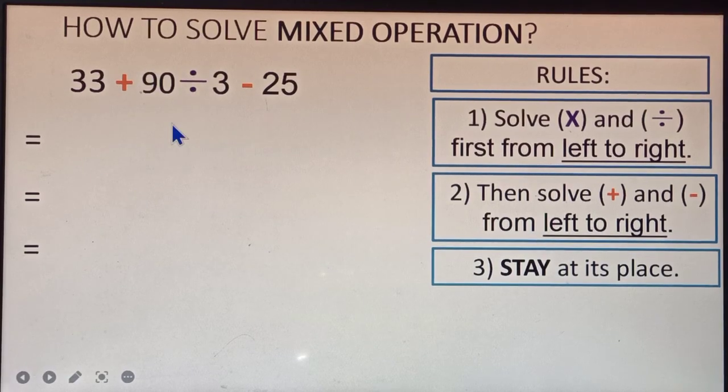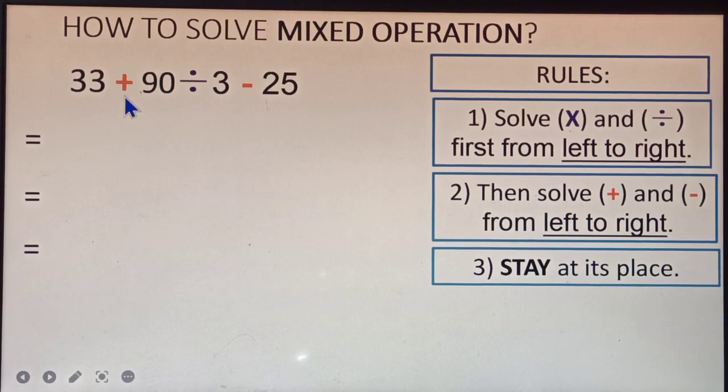Alright, next example, let's see. 33 plus 90 divided by 3 minus 25. Look at the number sentence. Look at the operations first. Here there is plus, divide, and minus. So which operations do you think we will solve first?